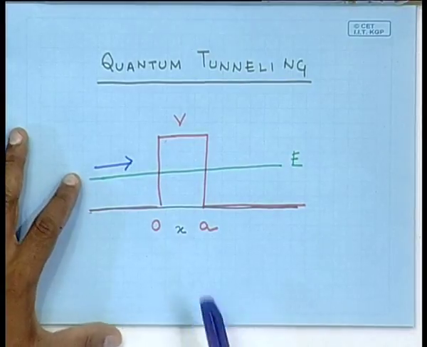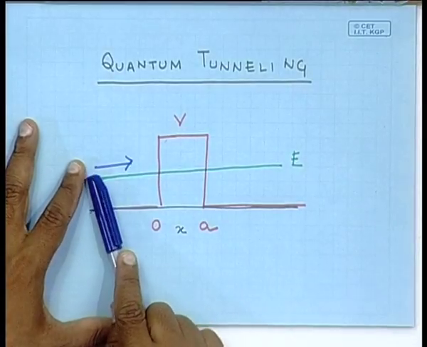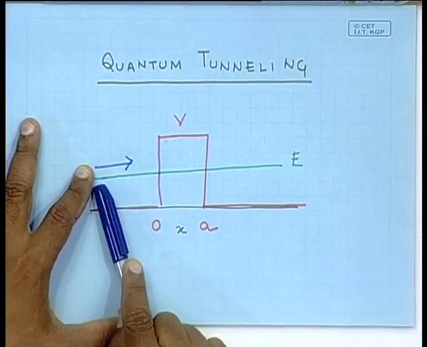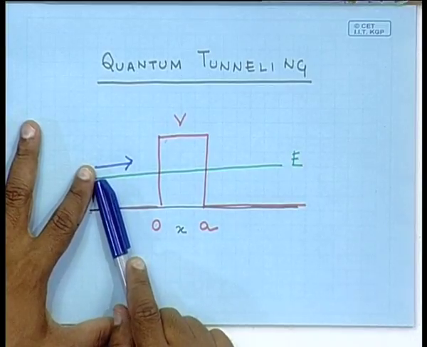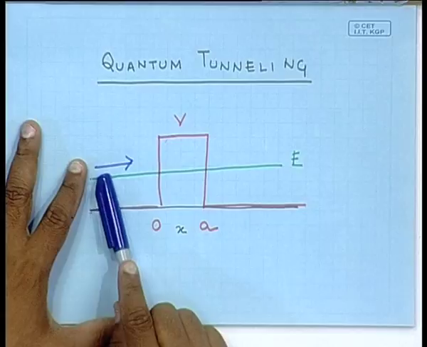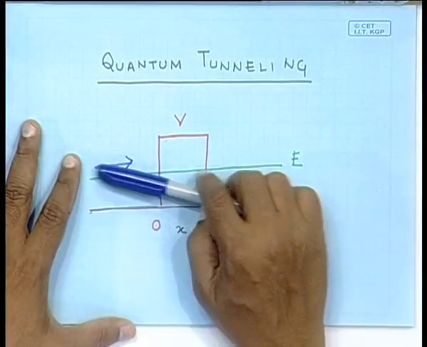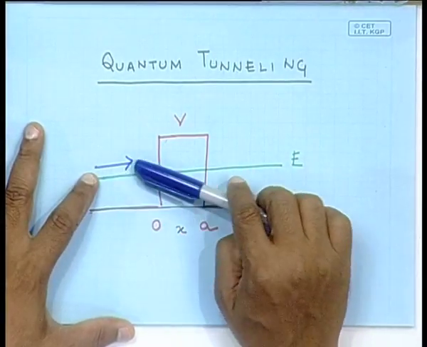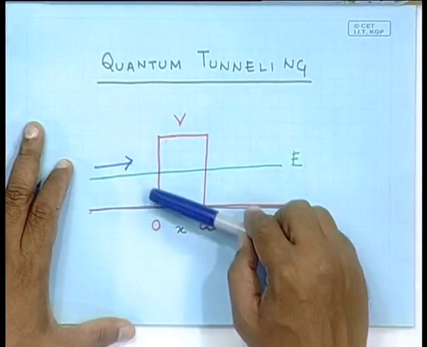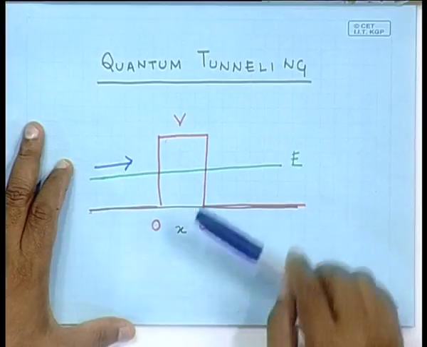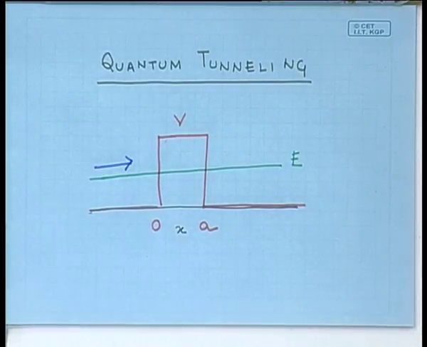The particle would get reflected back. So, if it were a macroscopic particle whose behavior is well described by classical mechanics, what we could say is that definitely for sure the particle would come up to the potential barrier and then get reflected back. It would not be able to overcome this potential barrier. But what happens in quantum mechanics? That is the question that we are interested in.